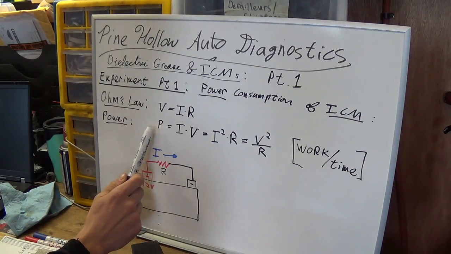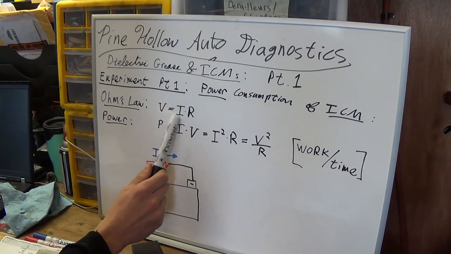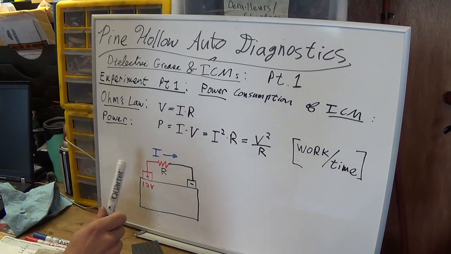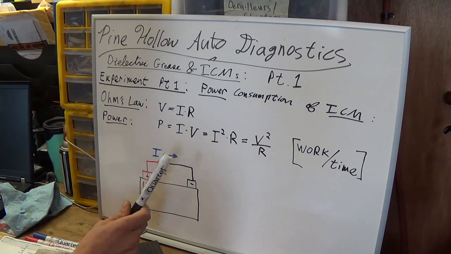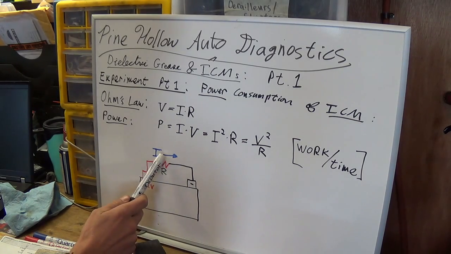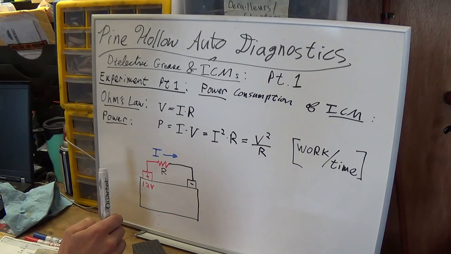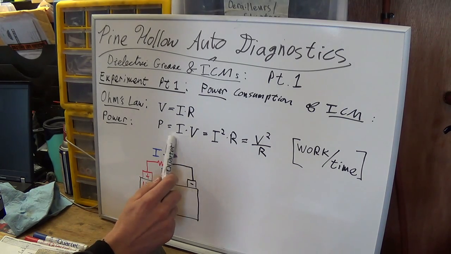So to get our power consumption, we need to know two of the three variables here: voltage, resistance, and current. It depends on what's easier to measure. Usually in an operating system, it's easiest to measure voltage with a voltmeter, and then current with an amp clamp, for example. So in this case we would use the first equation here, power equals current times voltage.